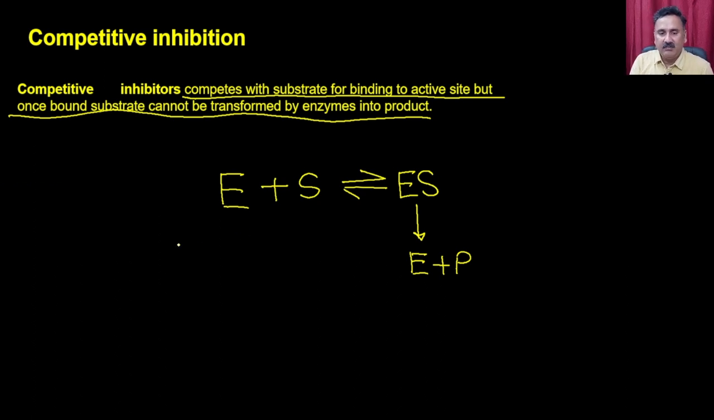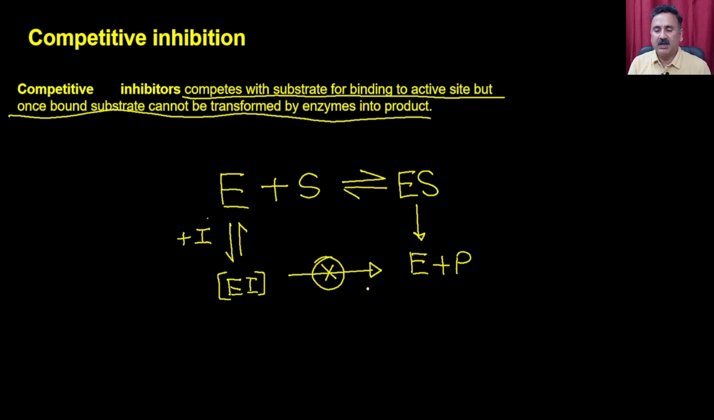But when you add the inhibitor, which has the same affinity for the active site as the substrate, the enzyme and inhibitor compete, and the inhibitor forms the enzyme inhibitor complex. Because the enzyme inhibitor complex cannot be processed, whereas the substrate can be processed to form the product, this reaction will not proceed. The inhibitor does not get converted into some product.